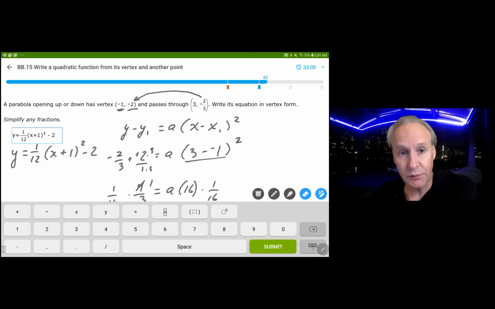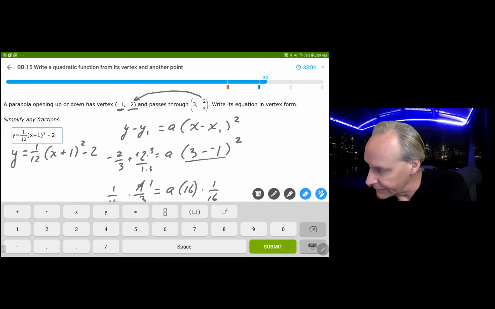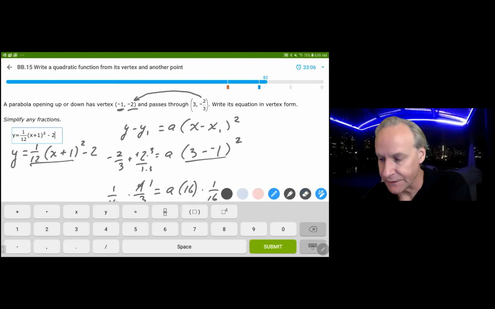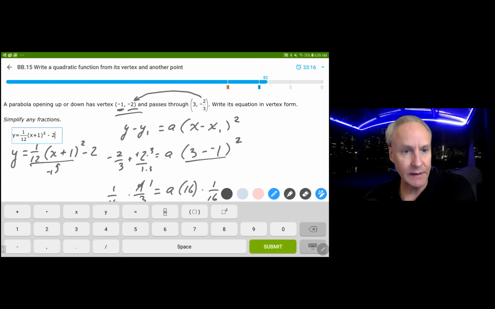And I could test both solutions. The negative 1 just gives me 0 in this part right here, so it's easy to test. If I stick a negative 1 for x, it gives me a 0 for all that, and my y is negative 2. So there's my first solution. My other solution is 4 squared. It gives me 16/12, and that's really 4/3. And when I subtract 2, I get the negative 2/3. So it does look good.